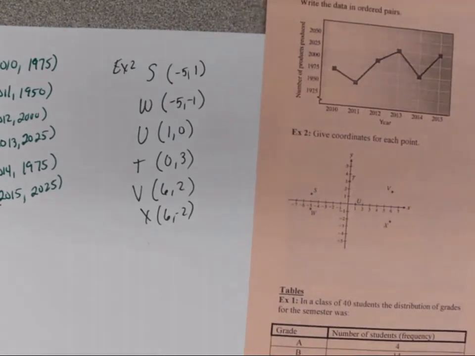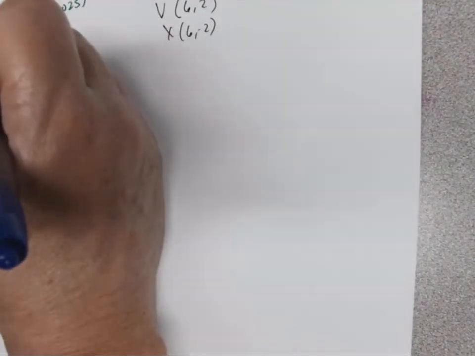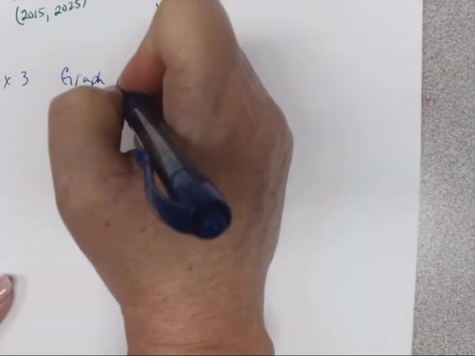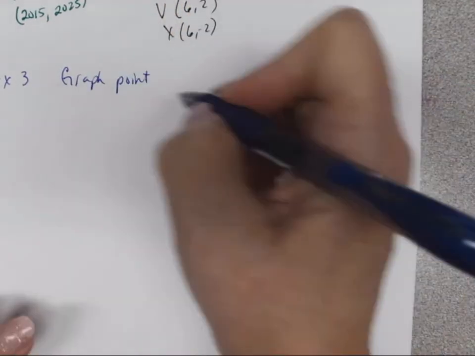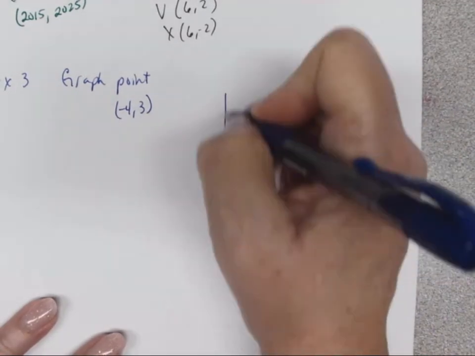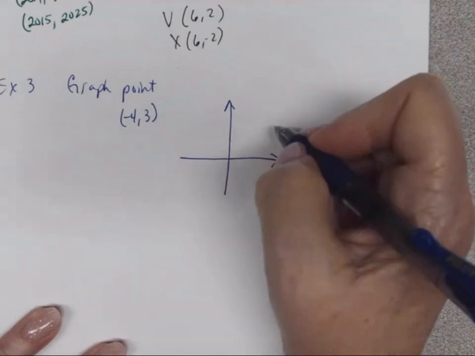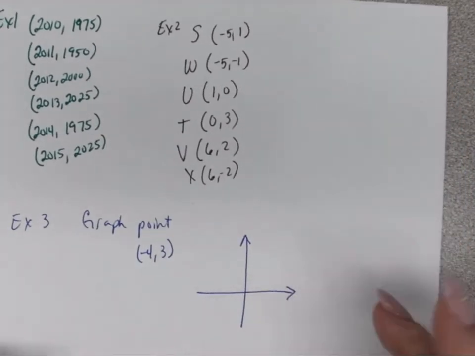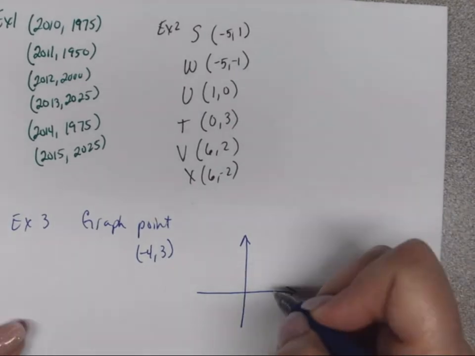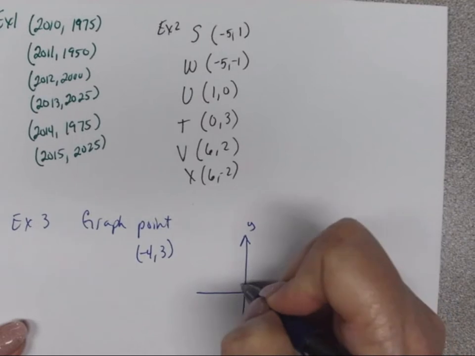All right, so example 3. We just want to graph the point of -4, 3. So we're looking at a graph, and hopefully you could see everything I was writing. I didn't keep looking up. In case I didn't have it, I've got those written. So we've got our x, we've got our y. So I'm going to write 4 hash marks for each one.